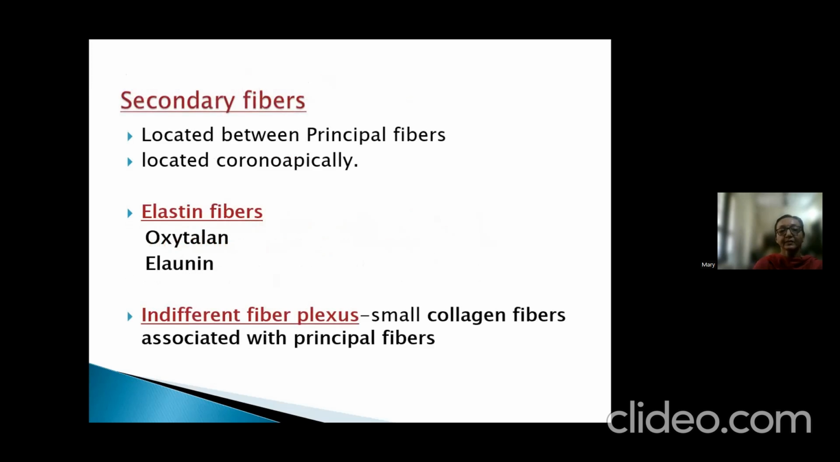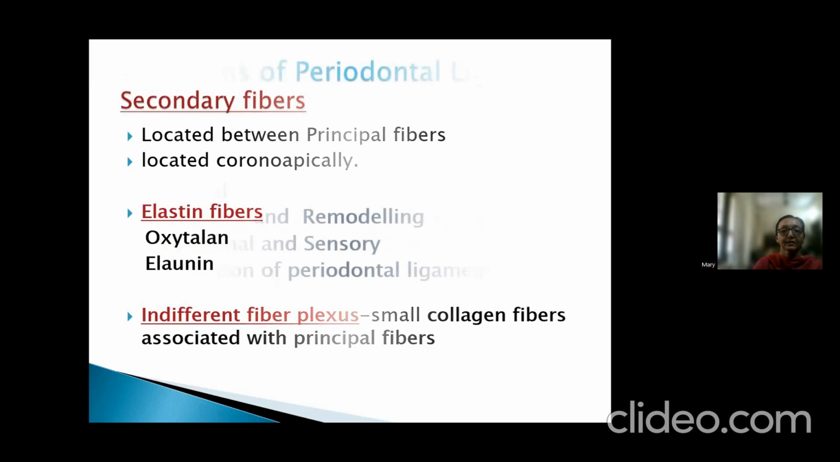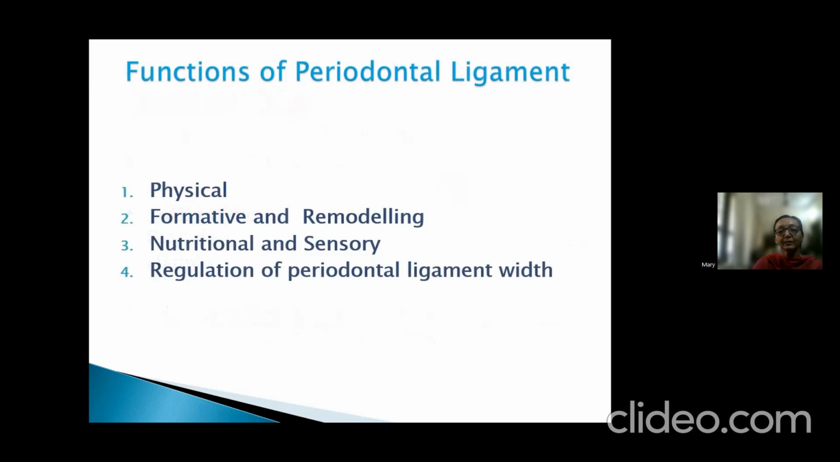Coming to secondary fibers, these secondary fibers are usually seen between the principal fibers. They are again located corono-apically, and the elastic fibers, which are the oxytalan and elaunin, and the indifferent fiber plexus, which is small collagen fibers that are seen in association with the principal fibers. So with that, we come to an end of the different periodontal ligament fibers. Now, coming to the functions of the periodontal ligament.